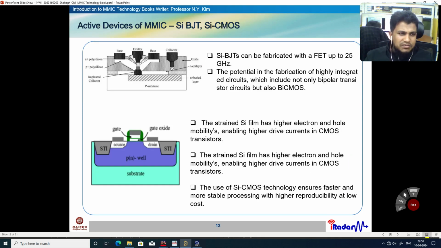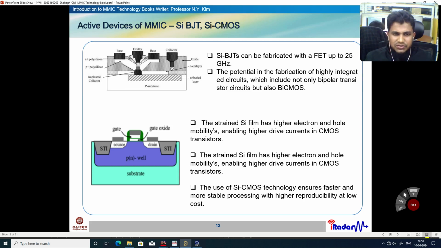So another active device remains, that is silicon bipolar junction transistor and silicon CMOS. We know CMOS is the smallest in size, and after BJT and FET, CMOS is the most popular, and we are using CMOS in our IC design. CMOS is actually used in our IC devices, that in Cadence we are using for IC. We can fabricate or design an IC with the help of Cadence.